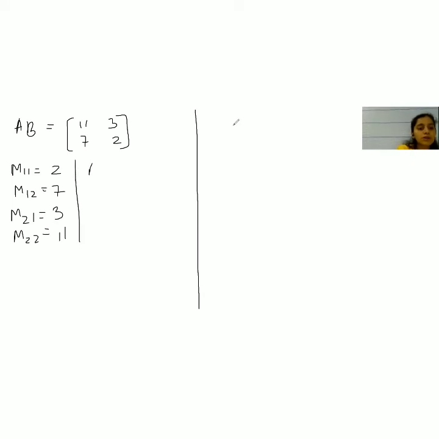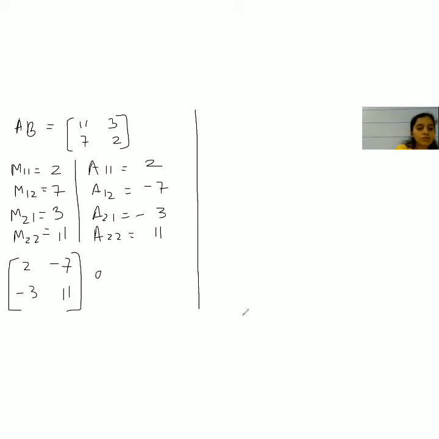Okay, similarly, we'll find out the cofactors A11, A12, A21 and A22. So what will be the answer? I told you if the addition of i and j is even, the answer remains the same, so only this will change. Only A12 and A21 will change. Matrix of cofactors will be 2, minus 7, minus 3 and 11.